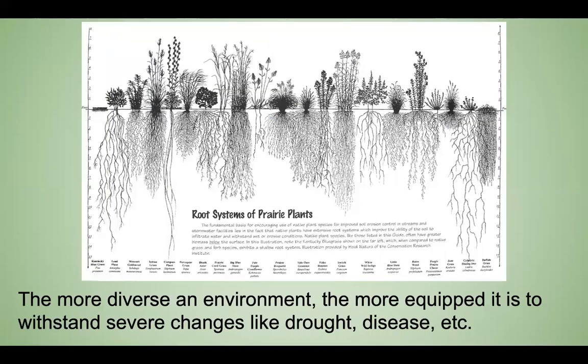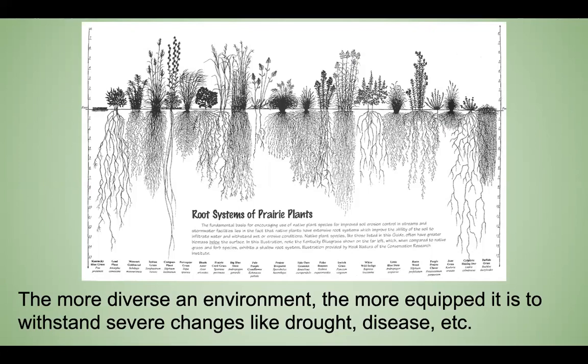Root systems of prairie plants. This picture here, I think, indicates the importance of diversity in our plant relatives. So what this picture shows is that the amount of plant cover above ground is somewhat of an indication of the root structure below ground, but what we see above ground is only half the picture.